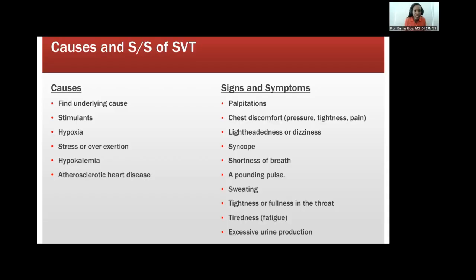Okay, what causes supraventricular tachycardia? A number of things. Find the underlying cause and get rid of it. Similar to regular tachycardia earlier: the stimulants, not enough oxygen, stress. Here's a new one I haven't mentioned, hypokalemia.